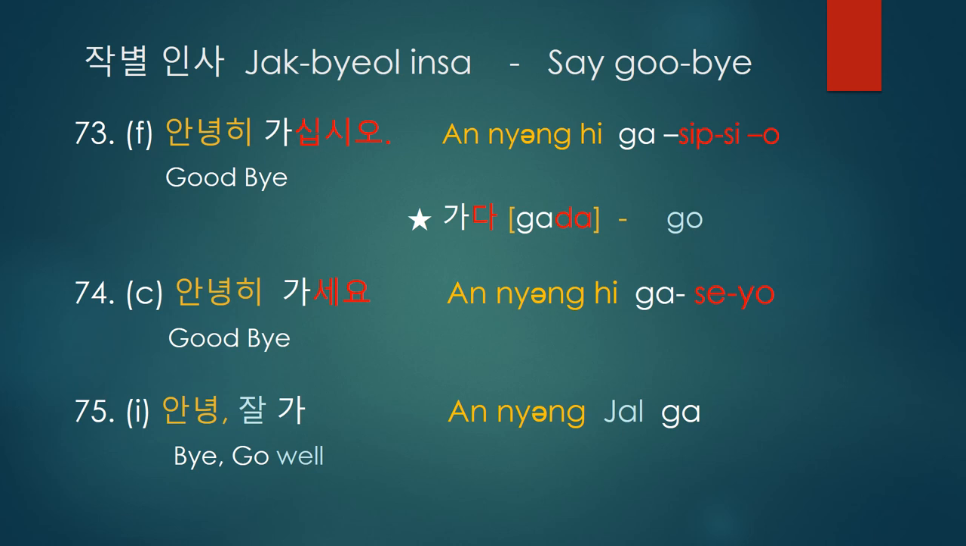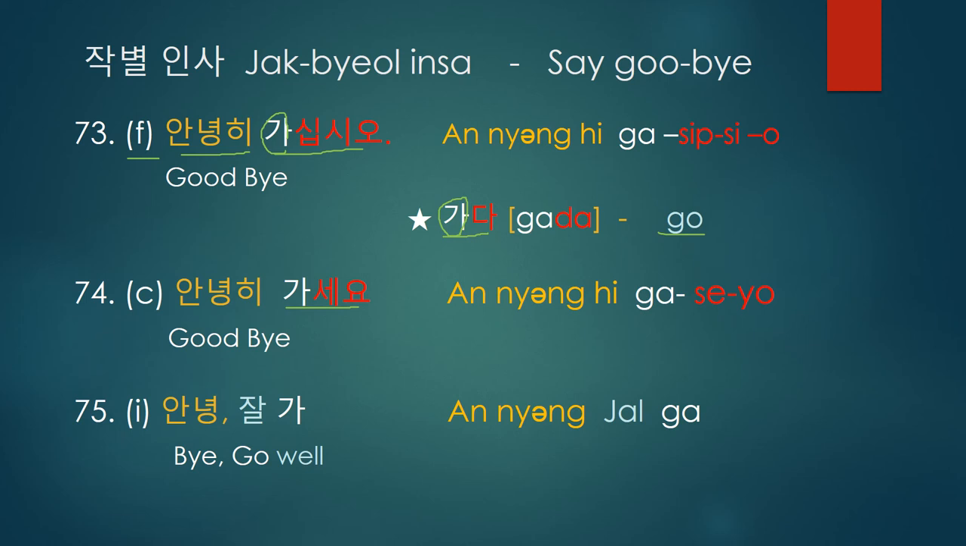Okay, in this phase, I'll show saying goodbye to the host when you leave from home or the office. Number 73 is the formal form: 안녕히 가십시오, goodbye. 가 is the root form of the Korean word 가다. 가다 means go. 가십시오.